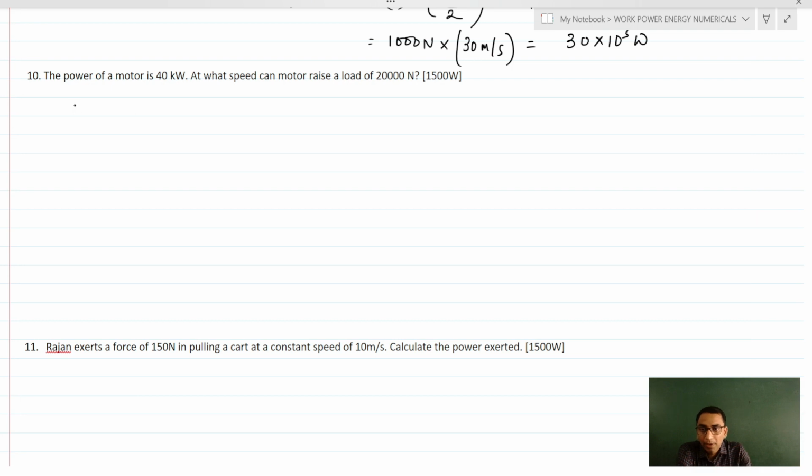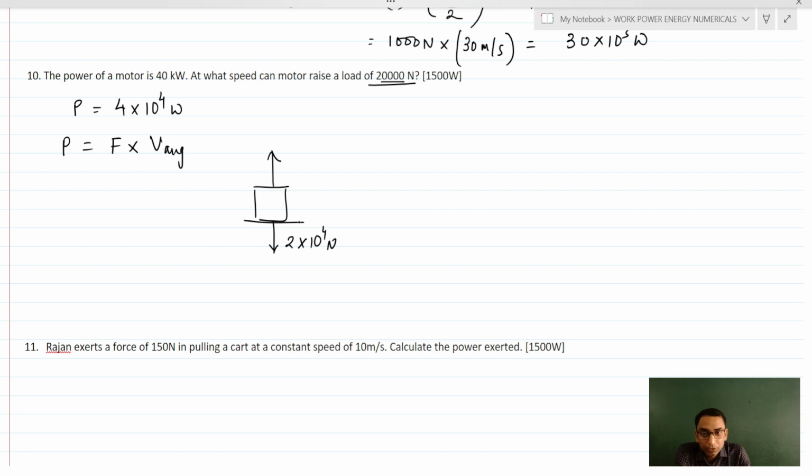Next question. The power of the motor is given as 40 kilowatts, so that is 4 into 10 raised to 4 watt. At what speed can it raise a load? Again, a similar kind of question, and we should again use the formula power is equal to force into V average. Now here, when you are lifting anything, the load is 20,000 Newton. So 2 into 10 raised to 4 Newton is the weight of this particular load.